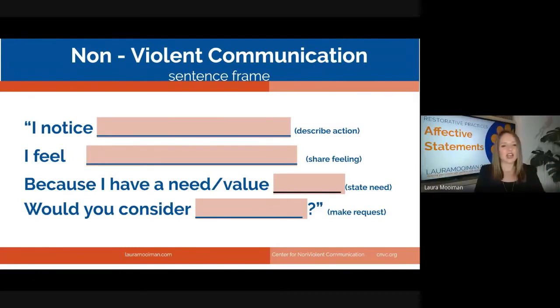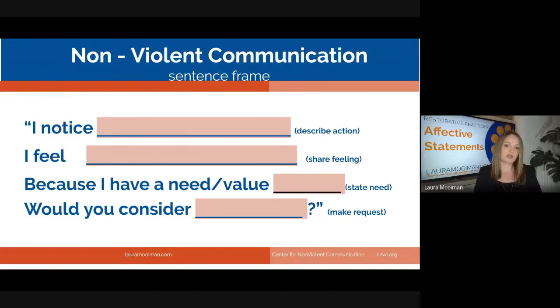So, I notice blank. Remember, it's observable, no argument. We see it, right? I feel, share your feeling, what it is, because I have a need or a value. I value blank, or I have a need of something, and then put that in there. And then you say, would you consider blank, right? So there's 4 parts to it. And it is helpful.